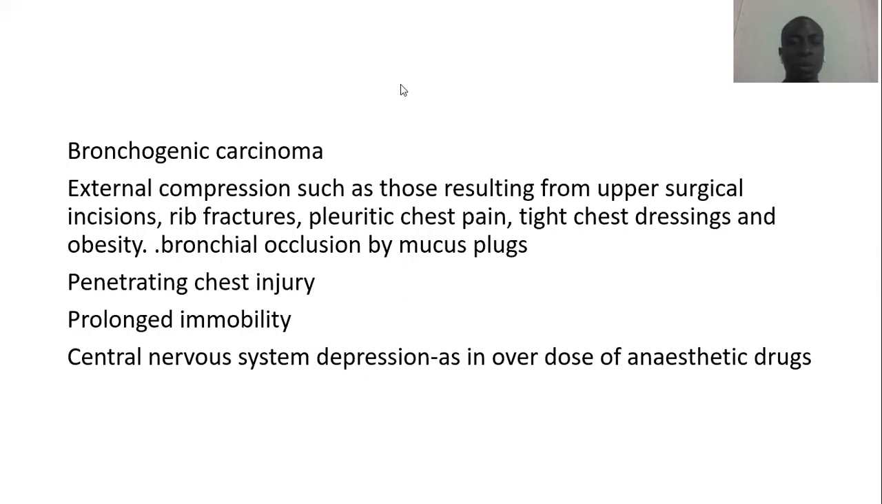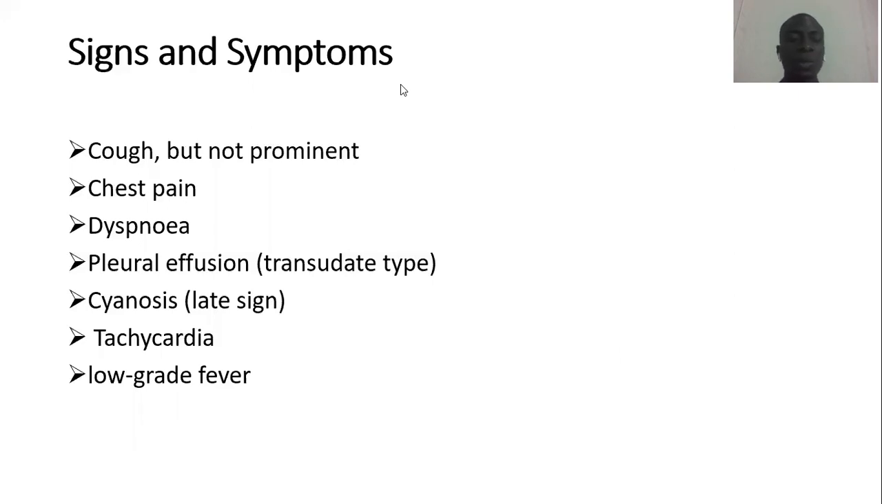We also have external compressions such as those resulting from upper abdominal surgical incision, rib fracture, pleuritic chest pain, tight chest dressing, and obesity. Bronchial occlusion by mucus plug, penetrating chest injury, prolonged immobility, central nervous system depression, and overdose of anesthesia drugs can cause this. Signs and symptoms: cough, chest pain, dyspnea, pleural effusion, cyanosis, tachycardia, and low-grade fever.